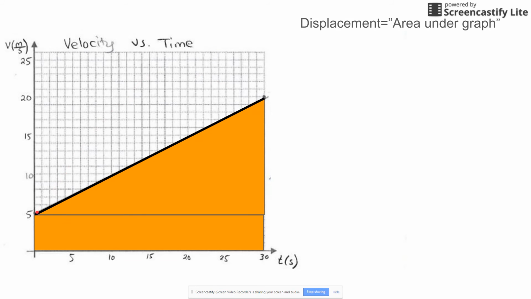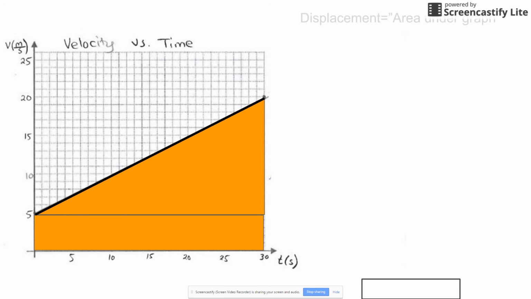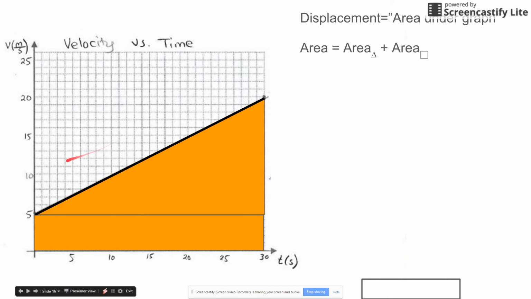It turns out that displacement is equal to the area underneath the graph. What do I mean by that? Here's our motion line in black, and the area underneath the graph is what's shaded in orange. It's all the area between the line and our time axis. If I find what that area is, that gives me the displacement of the object. Kind of a neat trick. So let's work through an example. If I want to find this area, it's a trapezoid or something.